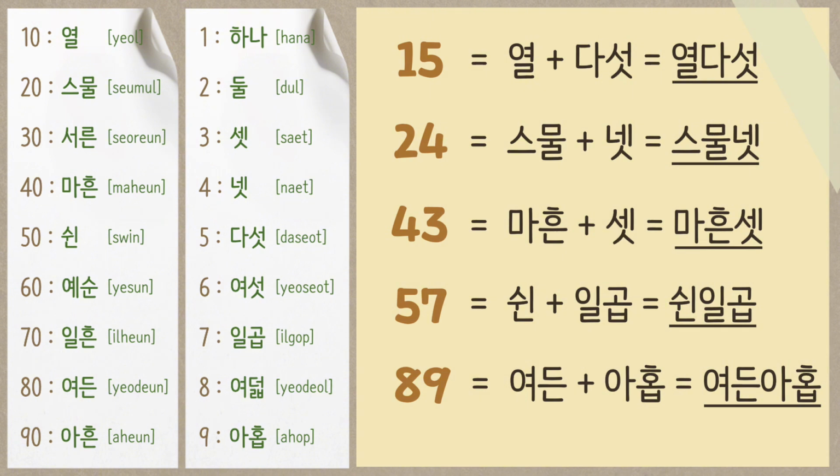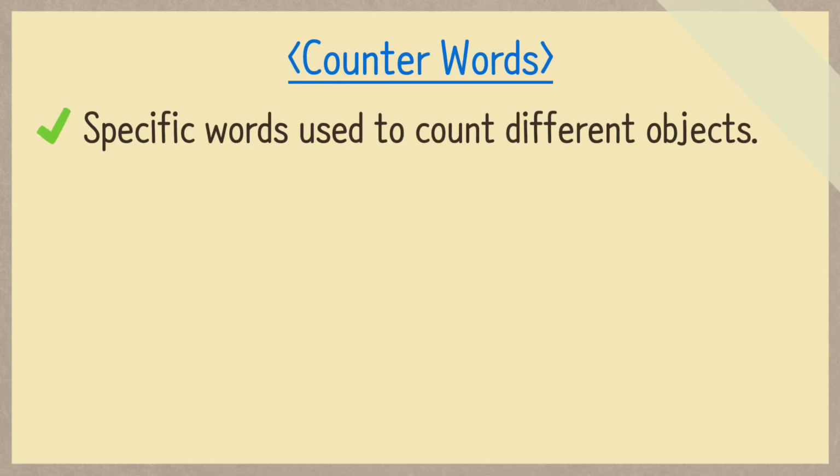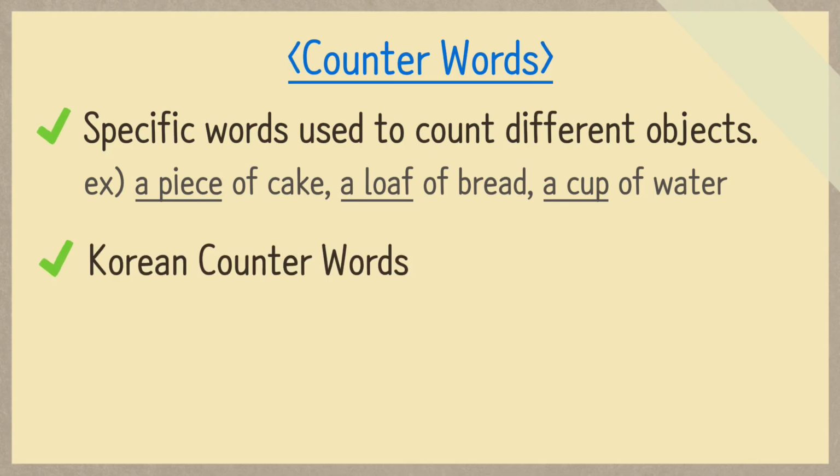It's pretty simple, isn't it? But there's one thing you need to be careful of. In Korean, there's this thing called counter words. Counter words are specific words used to count different objects. Examples of English counter words are a piece of cake, a loaf of bread, a cup of water. In Korean, there are many more counter words and we use them very often.